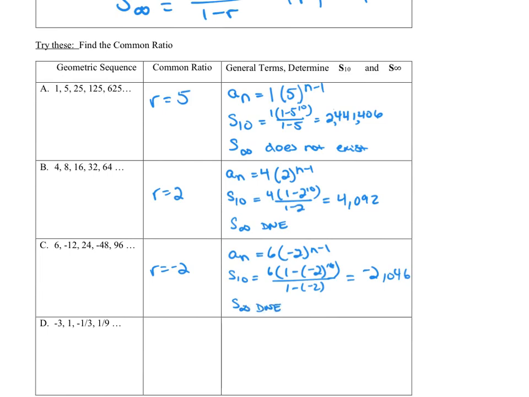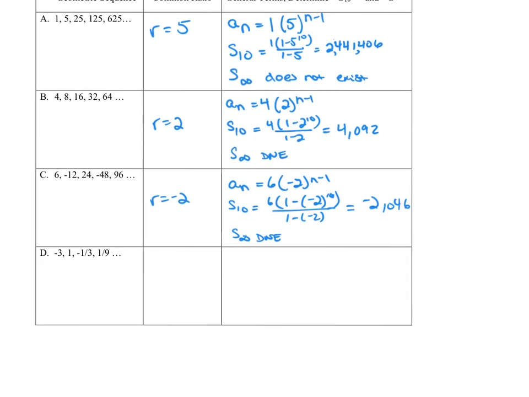And we'll go down and look at the last example. This time our r value is equal to negative 1/3. So that's good news. The absolute value of that is less than 1, so we'll have an S infinity. A sub n is equal to negative 3 times negative 1/3 to the n minus 1.